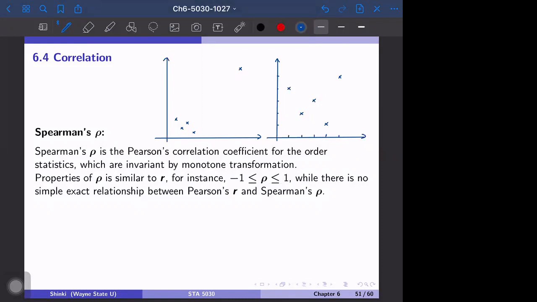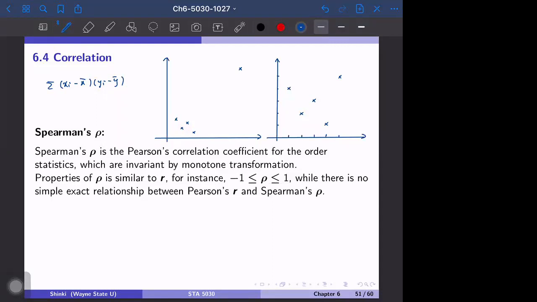Hi, we continue to study the correlation coefficient. Last time we studied Pearson's correlation, which basically depends on the summation of xi minus x bar times yi minus y bar. Today we discuss two other correlation coefficients: one is Spearman's rho, and the other is Kendall's tau.